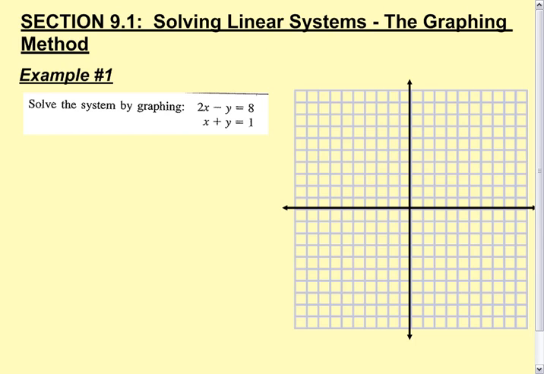Now we've already learned how to take an equation and change it into slope-intercept form. But think about this for a minute. This is a line. When I graph it, I get a line. And every point on that line is a solution to this equation. Okay? When I graph this line, every point on this line, the green line, is a solution to that equation.